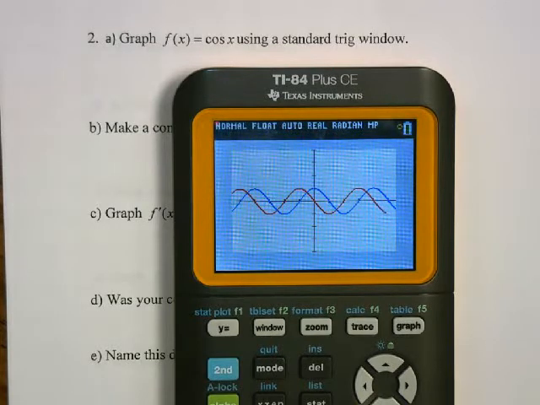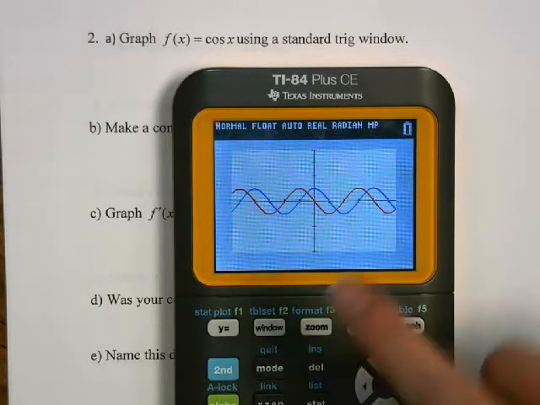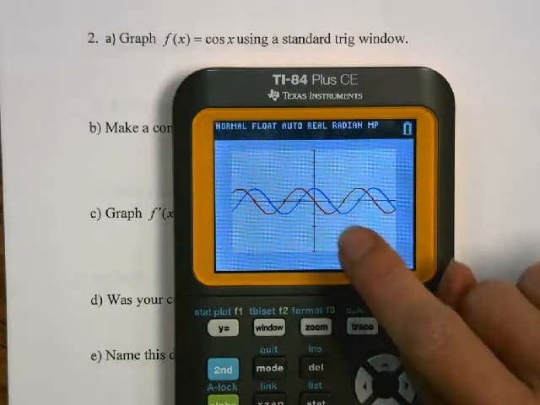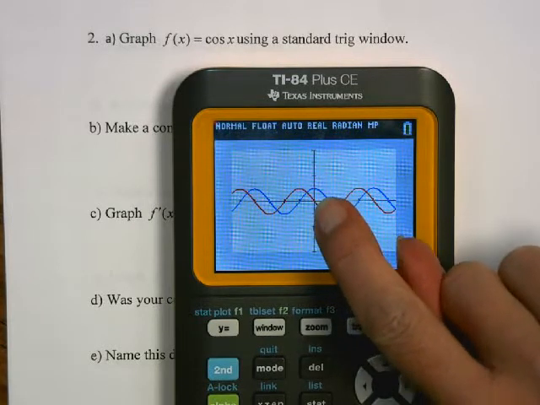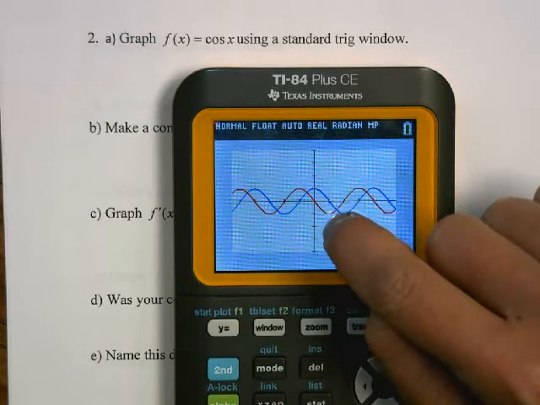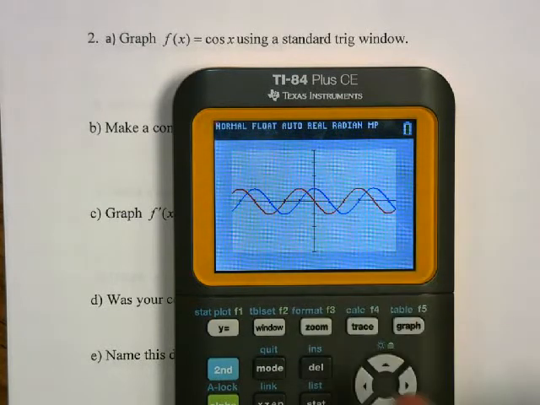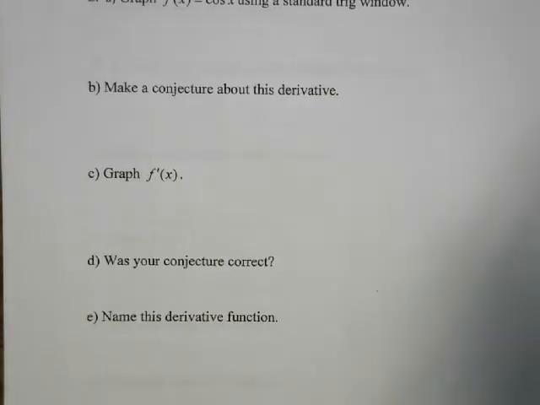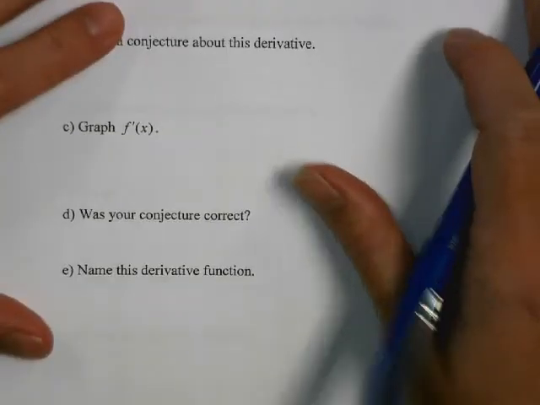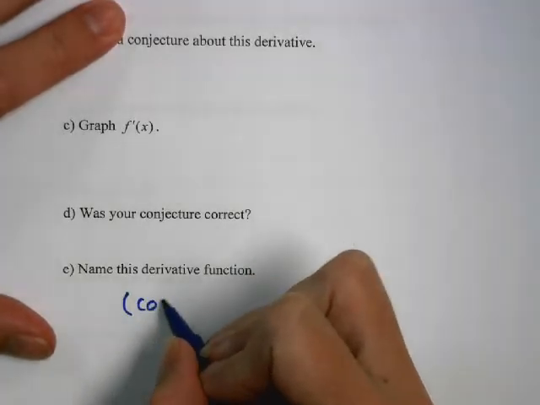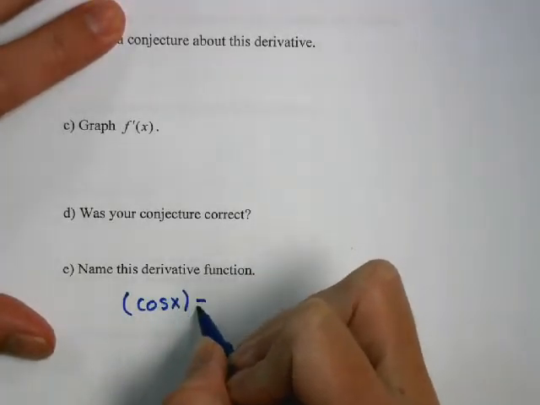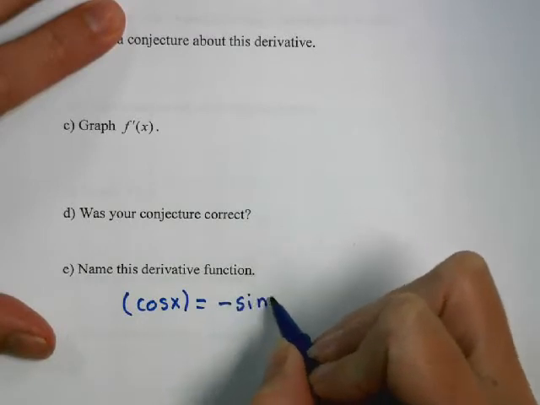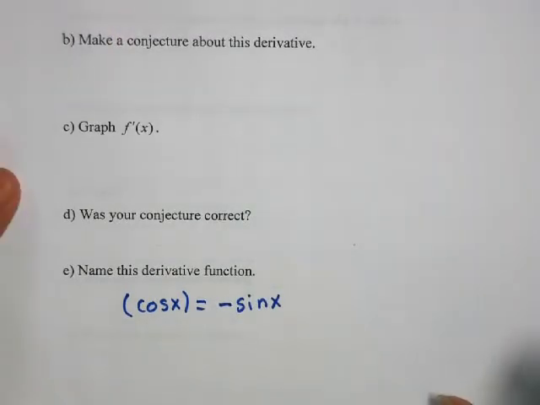Now, the normal guess is, if the derivative of sine is cosine, then cosine's derivative would be sine. But if we look carefully at this graph, it does go through (0, 0) like sine does, but it's going down rather than up. So this function is actually negative sine. So the derivative of cosine of x is equal to negative sine of x. Again, that's a note card.